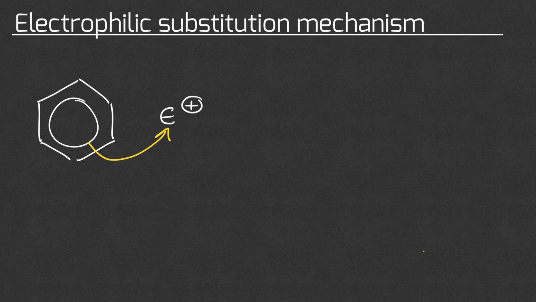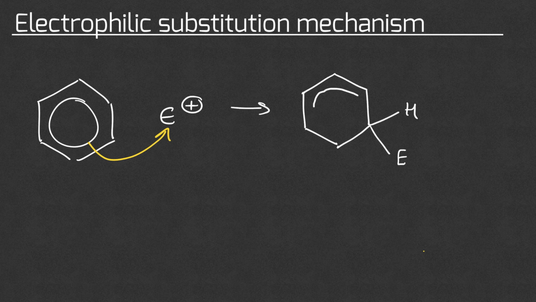The first step of the mechanism is the electrophile being attacked by a pair of electrons from the benzene ring and forming a bond with one of the carbons. We show this by starting our arrow touching the benzene ring and then drawing the arrow to the electrophile. This partially breaks the delocalized electron ring and gives the molecule a positive charge.